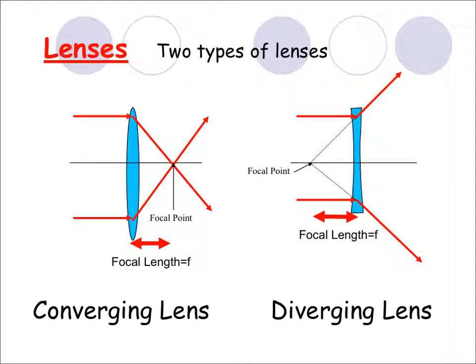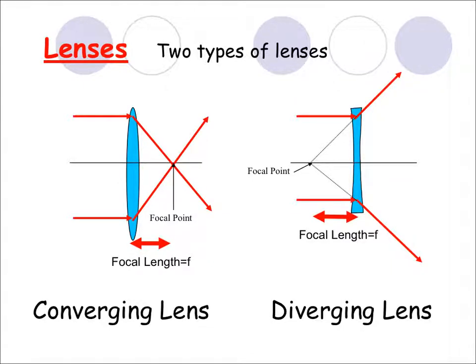Okay, last part of light is lenses, which is just mirrors really with glass. Yeah, I know mirrors have got glass in them as well, but the actual part of the mirror is the shiny bit at the back. These are actually just the shiny bits, the glass bits. Anyway, moving on. There are two types of lenses.